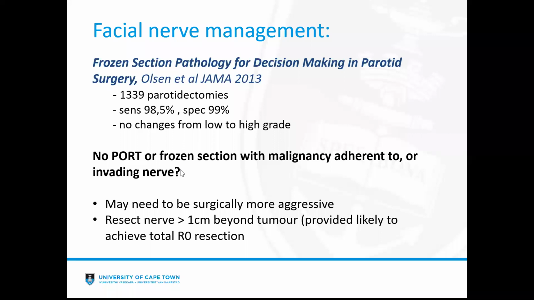So moving on to what one should do in the resource-constrained environment where there's no radiotherapy or frozen section, with known malignancy adherent to or invading the nerve. It's suggested that one may need to be surgically more aggressive and more readily sacrifice and resect the nerve with at least 1 centimeter clearance beyond macroscopic nerve involvement. However, having said this, one should only readily sacrifice a functioning nerve in this context if one is sure the remainder of the surgery will achieve a clear R0 resection.